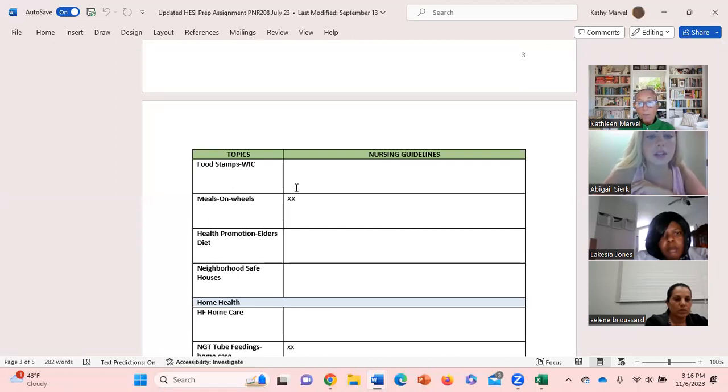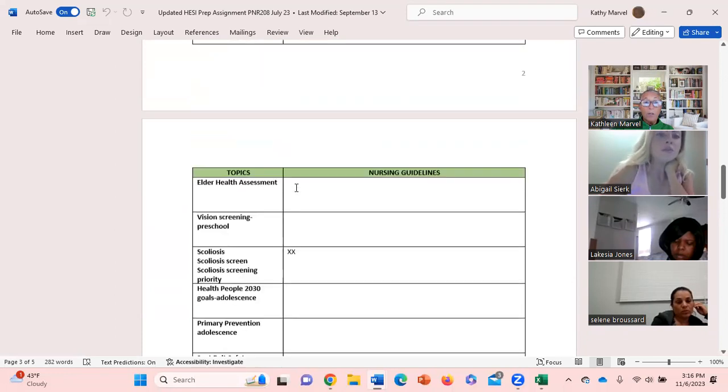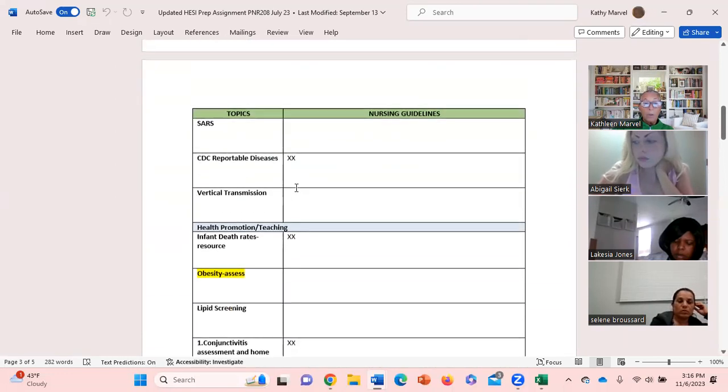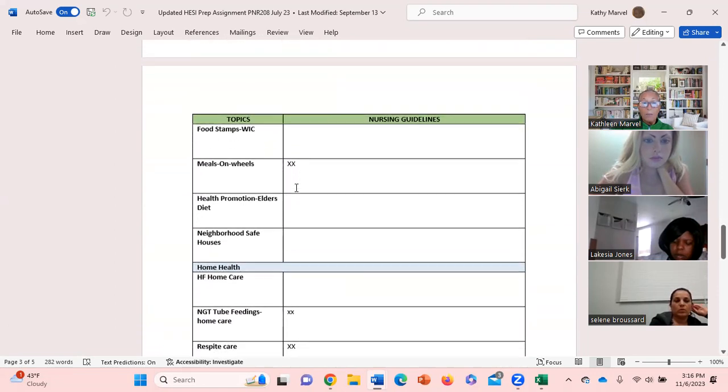You know, what it is. Yeah, okay. That is for the rural population. It says for the rural population, right. We're in the section of health promotion and teaching, so it's kind of all over the place.